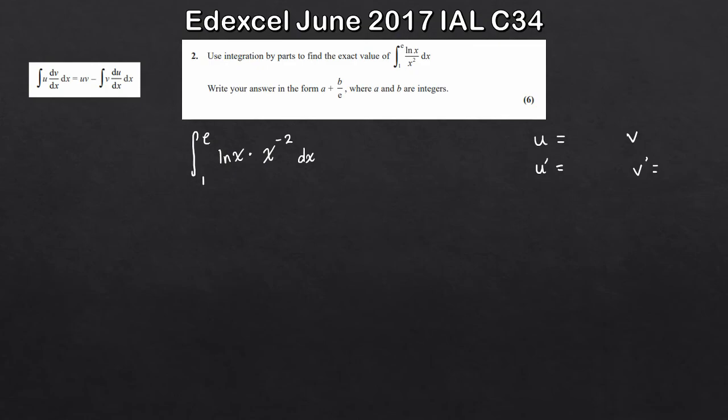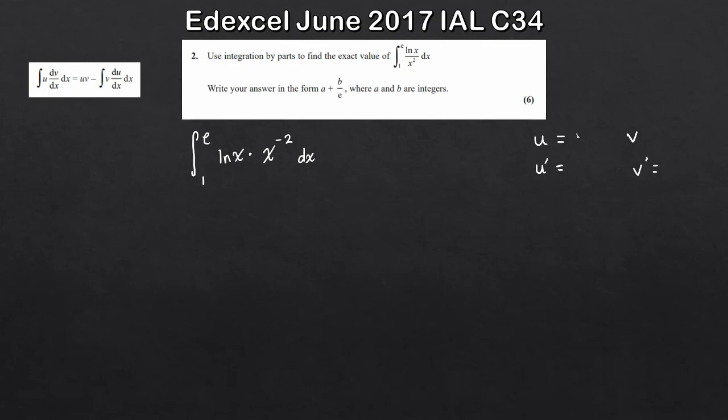So how do I know which one to pick for u, and how do I know which one to pick for v prime? Well, the big clue is the fact that we've got this natural logarithm here. Remember, integrating the natural logarithm is a nightmare. That requires integration by parts itself. So I'm not going to pick that for my v prime. It would just be silly. I won't want to pick that to integrate again.